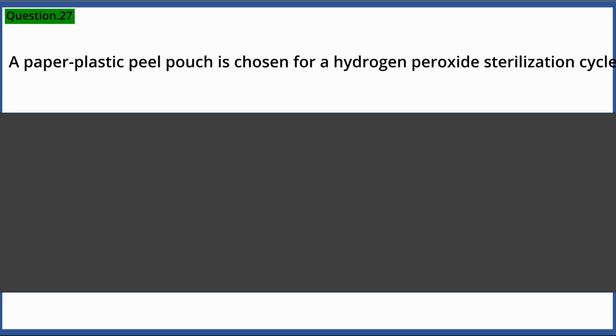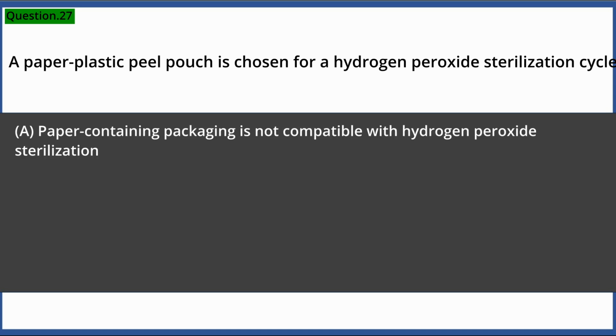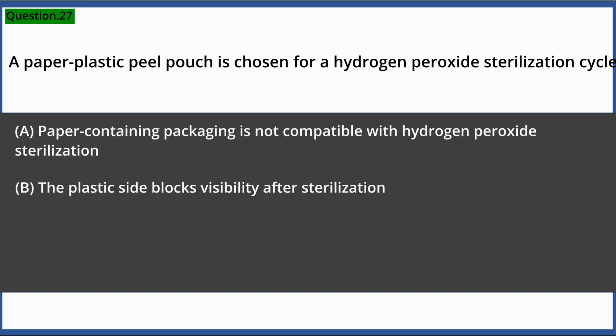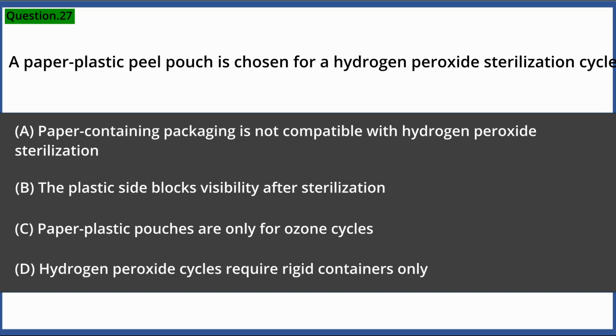A paper plastic peel pouch is chosen for a hydrogen peroxide sterilization cycle because the contents need to be visible. Why is this selection wrong? A. Paper containing packaging is not compatible with hydrogen peroxide sterilization. B. The plastic side blocks visibility after sterilization. C. Paper plastic pouches are only for ozone cycles. D. Hydrogen peroxide cycles require rigid containers only. Answer. A. Paper containing packaging is not compatible with hydrogen peroxide sterilization.